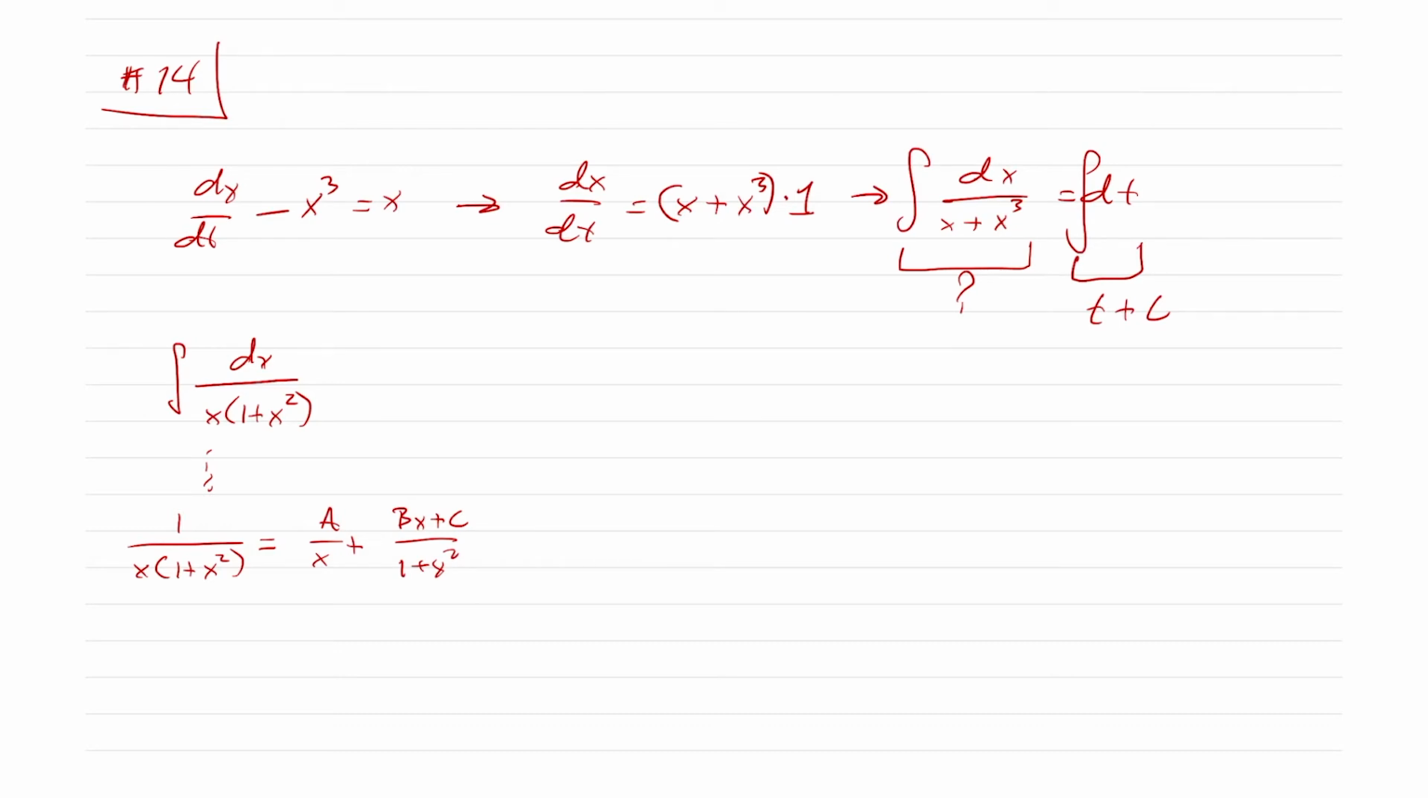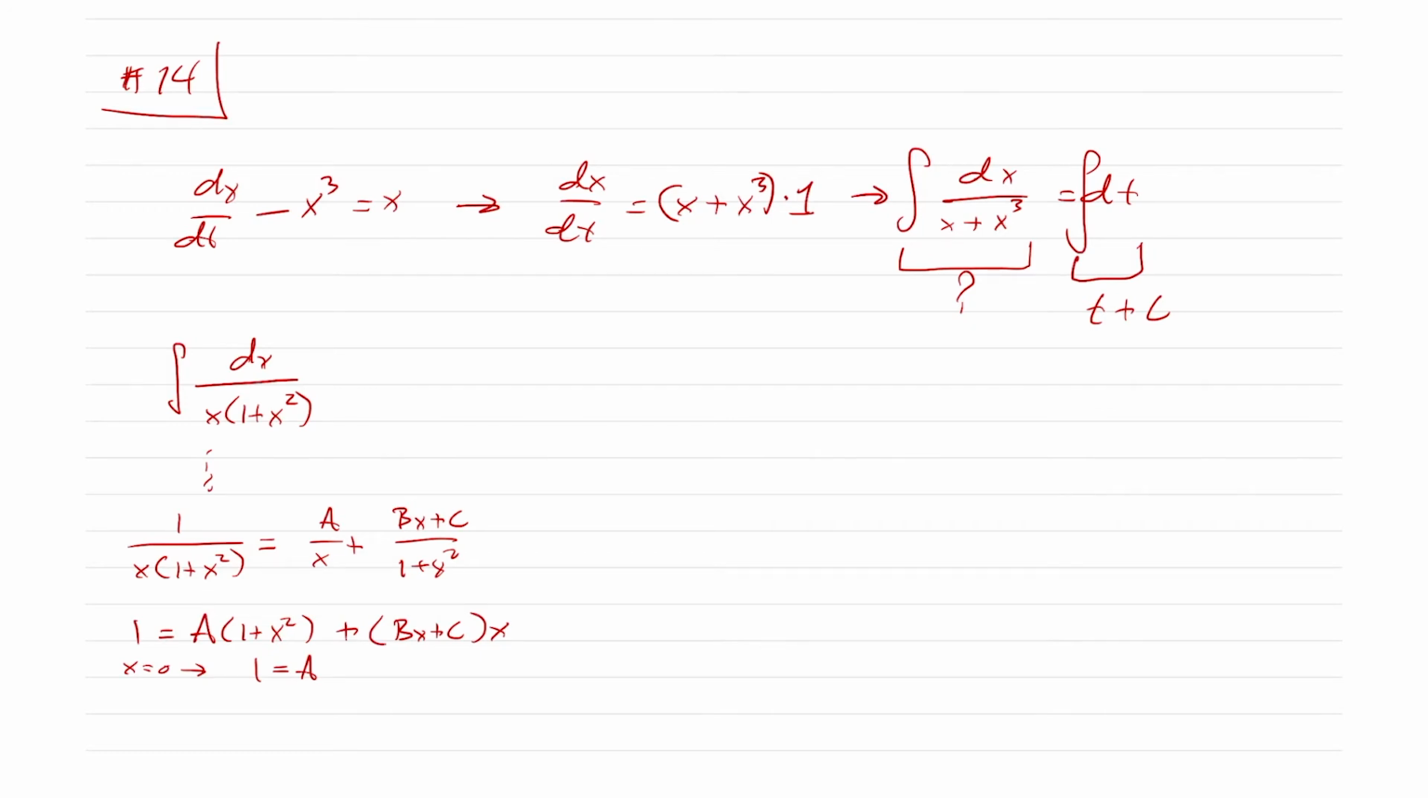All right, now we need to figure out what A, B, and C are. Multiply both sides by the denominator, and so we get 1 is equal to A times 1 plus x squared plus Bx plus C times x. And if I set x is equal to 0, what does that give me? Well, you're going to get 1 is equal to A times 1, and then that next term is just going to go away. So we have A is 1.